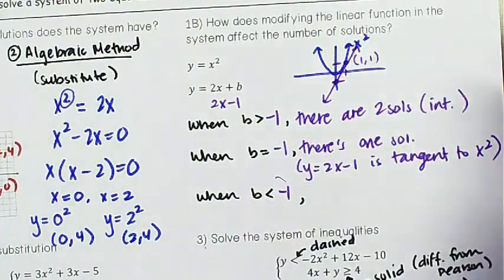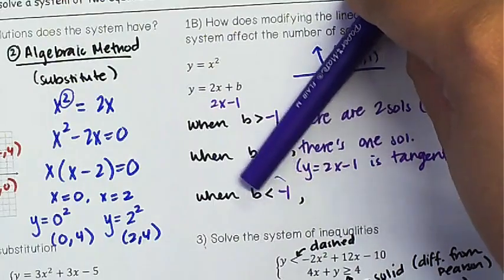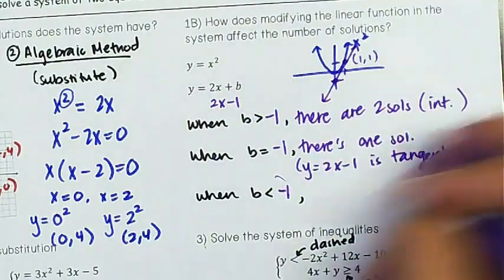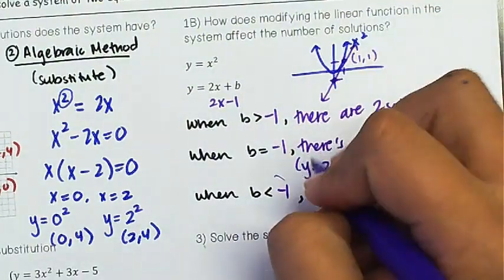And if b is less than -1, meaning if I were to shift this purple line lower than -1, then eventually they wouldn't intersect at all. So we would say that there are no solutions.